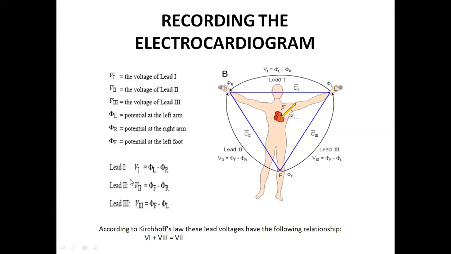Similarly, V2, the voltage of lead 2, is the difference of the potentials at the left foot and the right arm. The voltage of lead 3 is the difference of potential between the left foot and the left arm. Is it clear now? Do you have any questions? You may ask.